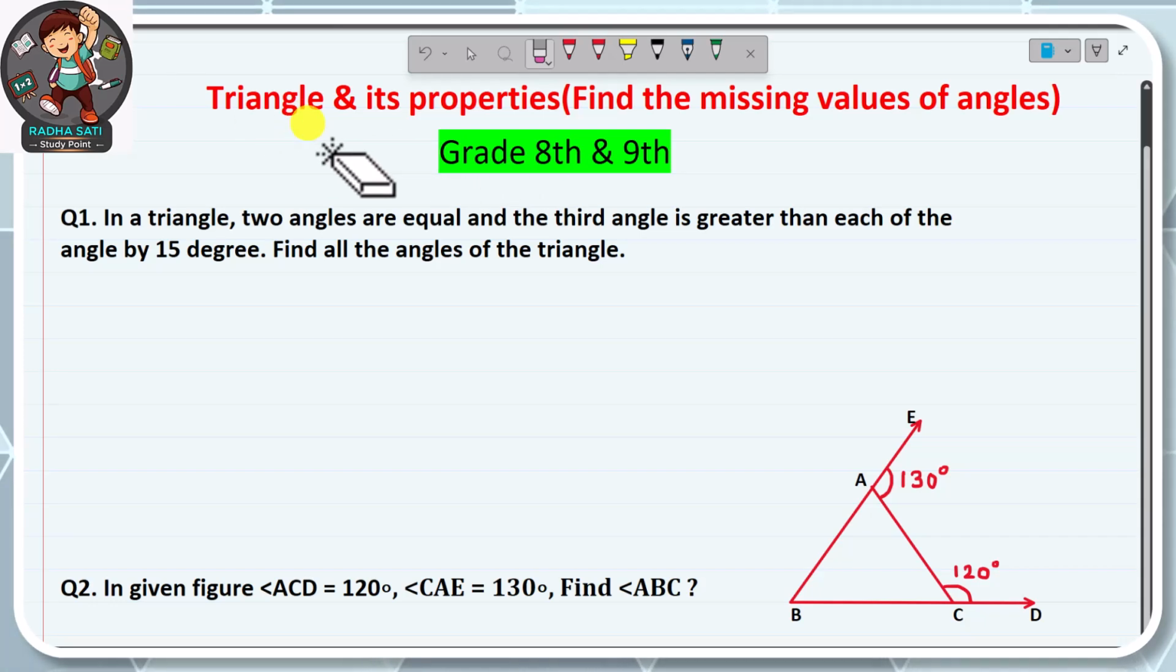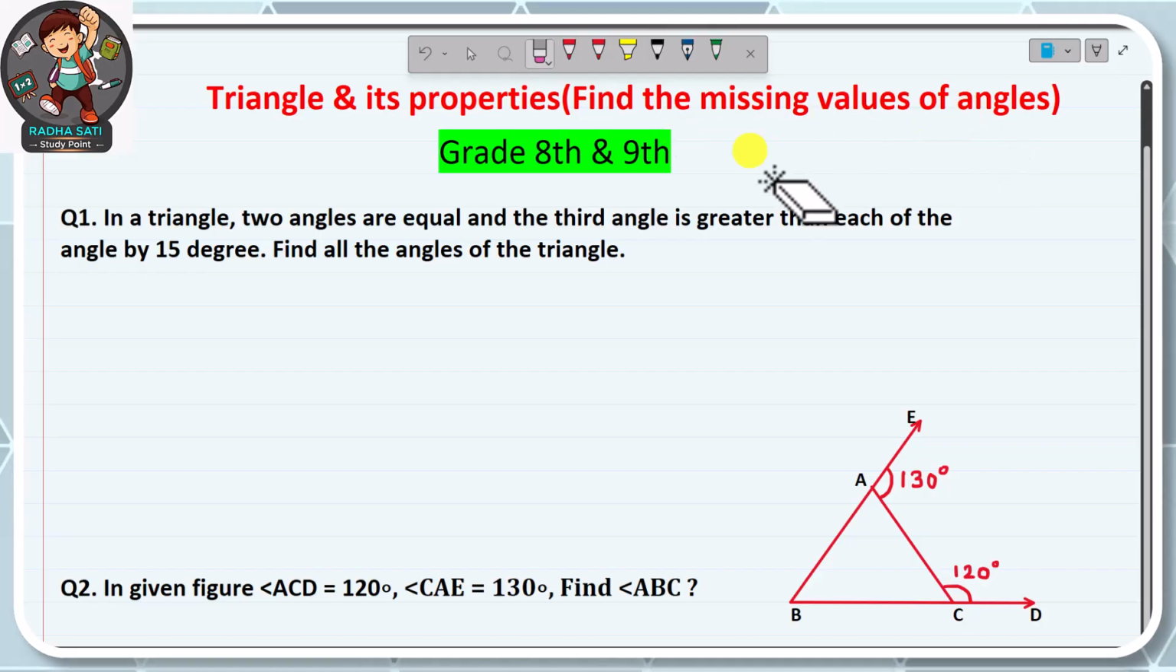So today's video topic is triangle and its properties. In this video we will use the properties of the triangle to find out the missing values of angles. We will solve the questions, and in these questions we will use the properties of triangle. So let's begin with the first question.